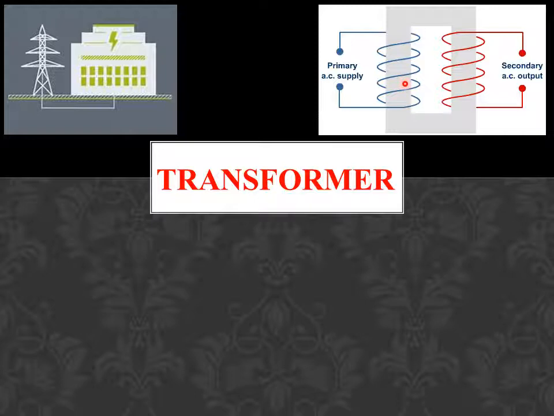Transformer makes use of two coils having different number of turns. The two coils are the primary coil and the secondary coil. So the given alternating EMF of which magnitude is to be changed is applied across the primary coil, and the appliance in which output is to be obtained is connected across the secondary coil.